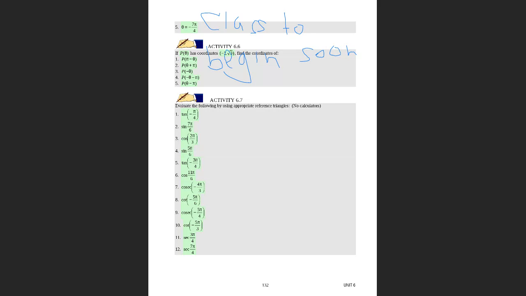We are going to continue with what we were doing yesterday. Yesterday we were on activity 6.6, and in activity 6.6 we were given a coordinate. It says P of theta.